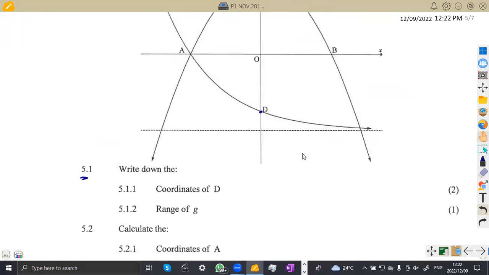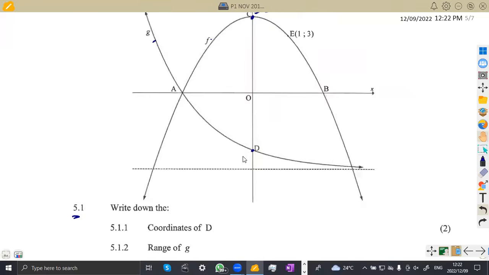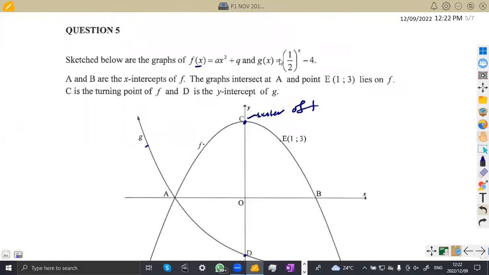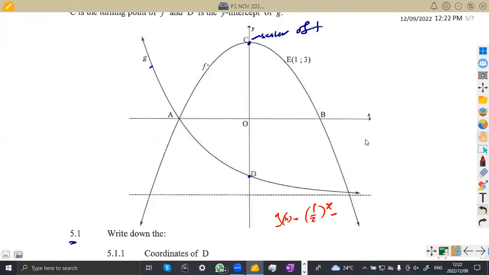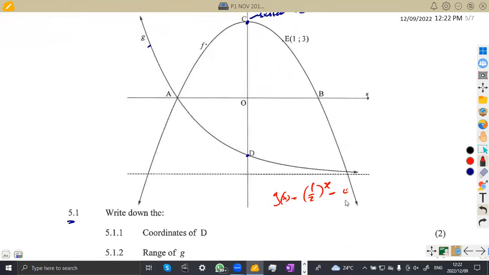All right, where can we obtain D? D is the y-intercept of G, and we are given that g(x) is half to the exponent of x minus 4. Let's just write this down so that it can help us. So g(x) was equivalent to half to the exponent of x minus 4. Yes, that's minus 4. All right, so this is your g(x).